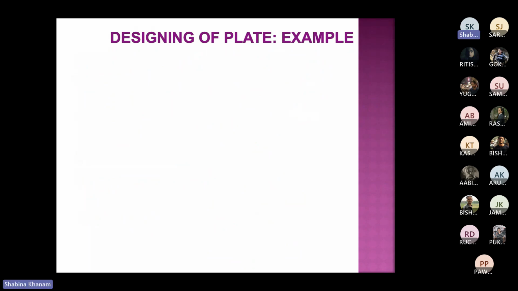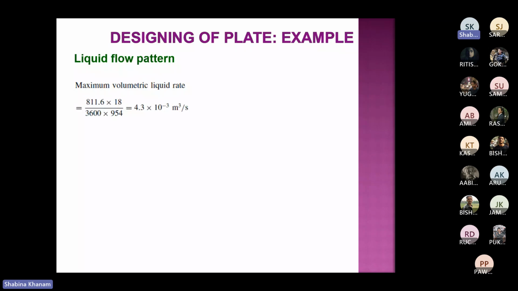So once I'm having the column diameter, the next step is to decide the liquid flow pattern. It is required to find out in which region we are falling. It will depend on the maximum volumetric liquid rate, not the minimum one.